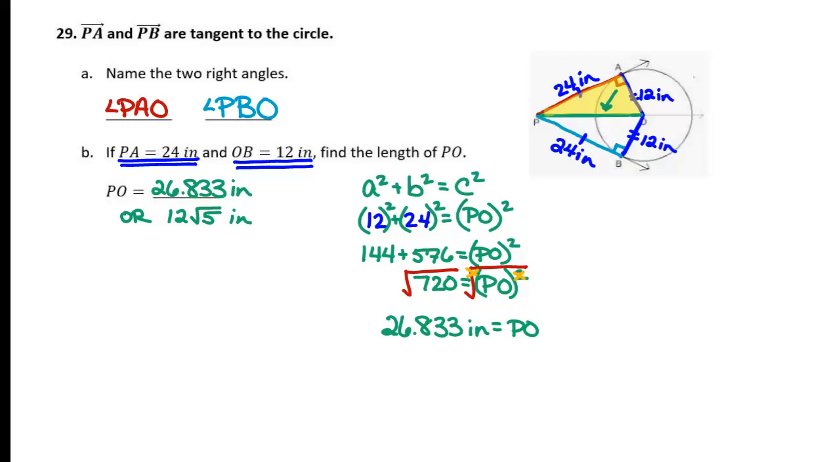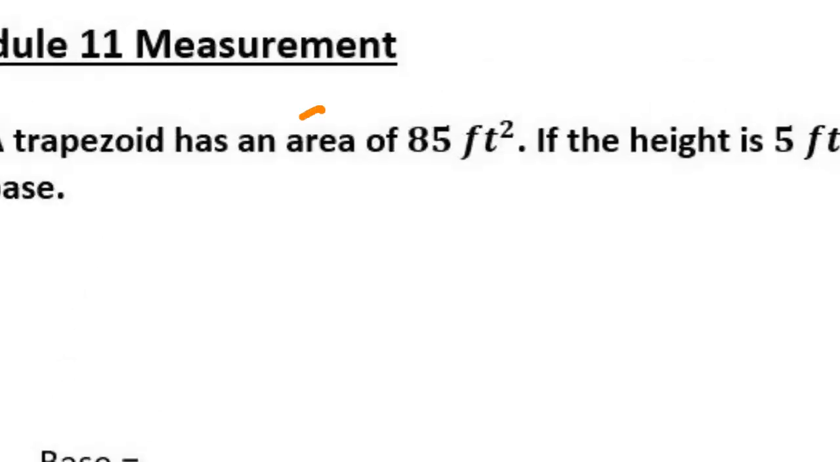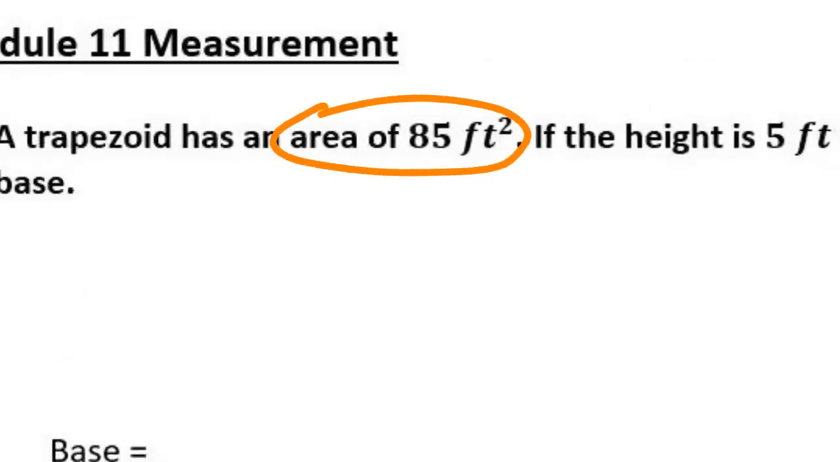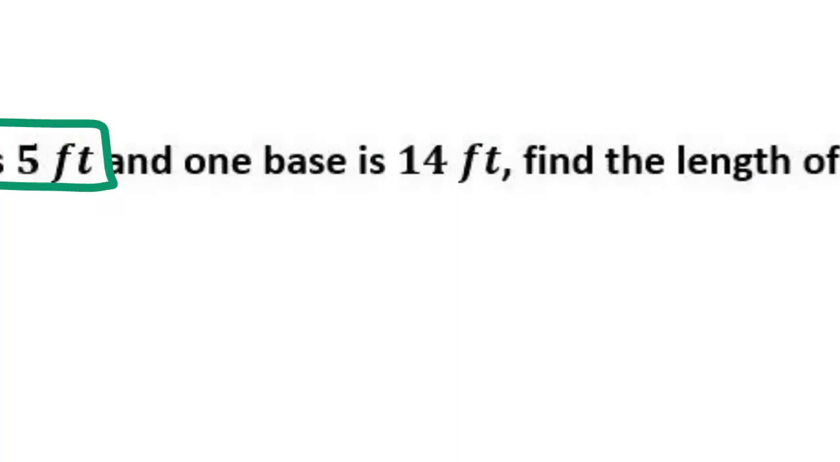What do we want to see? Number 30? Absolutely. A trapezoid has an area of 85 feet squared. If the height is 5 feet, and one base is 14 feet, find the length of the other base.